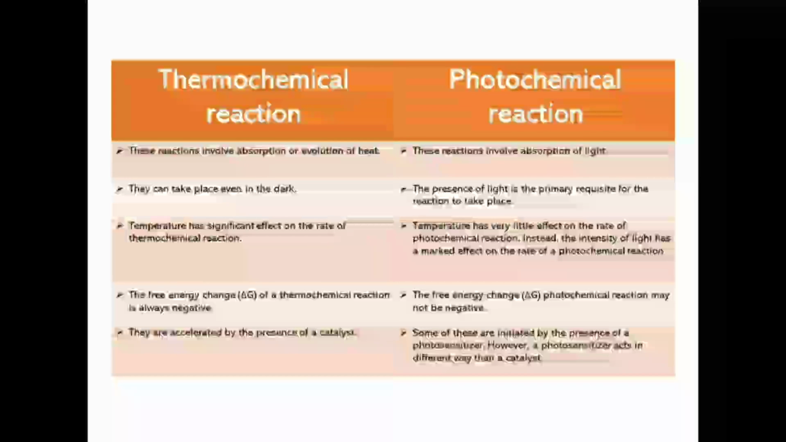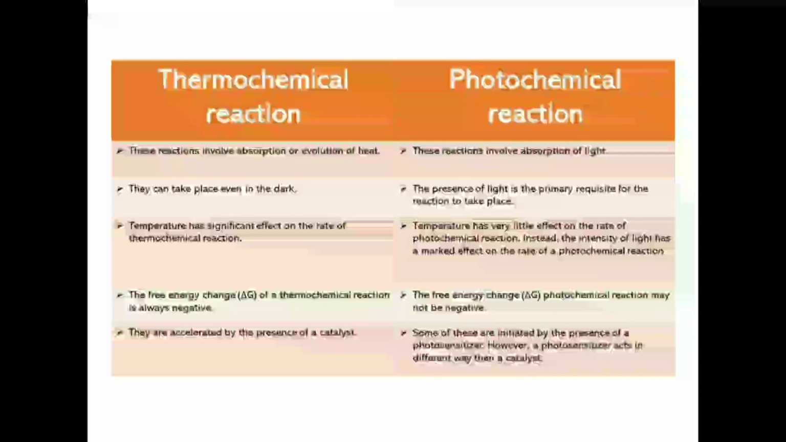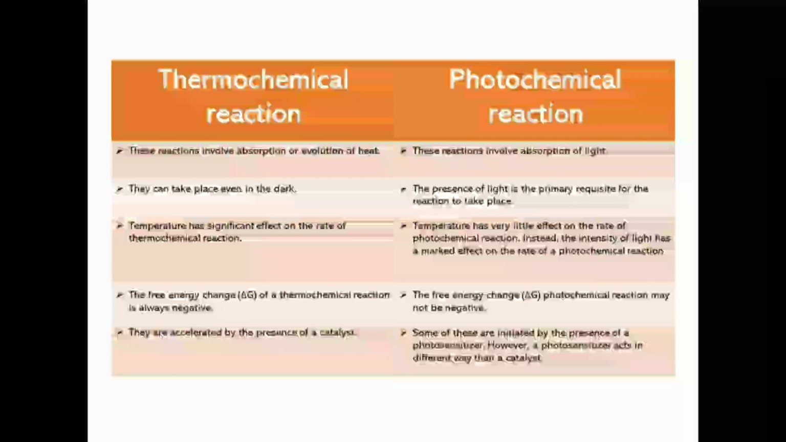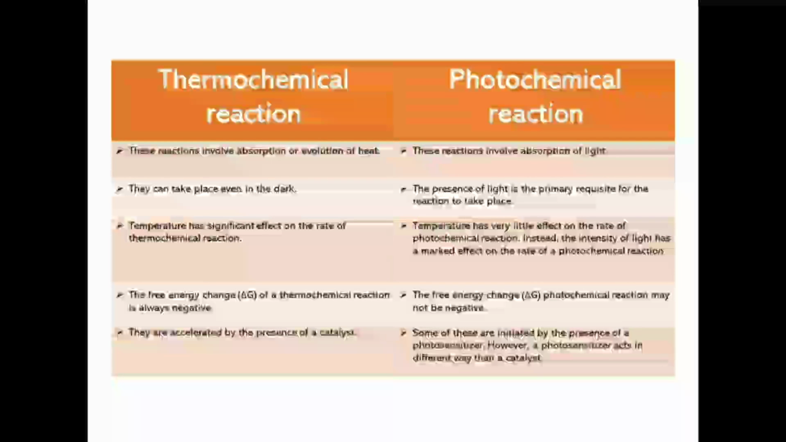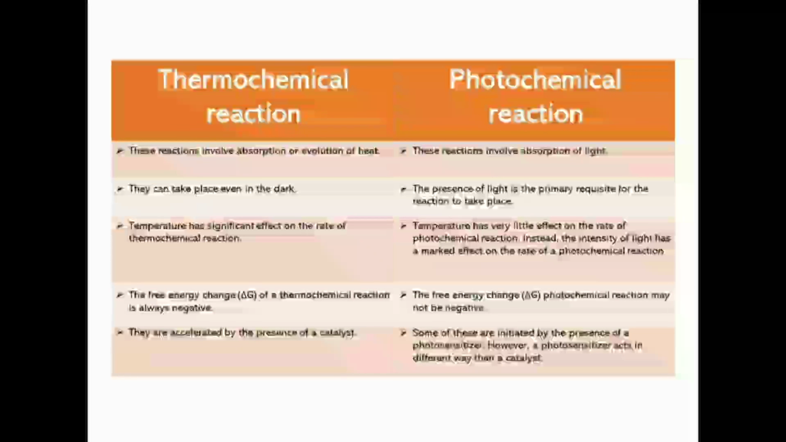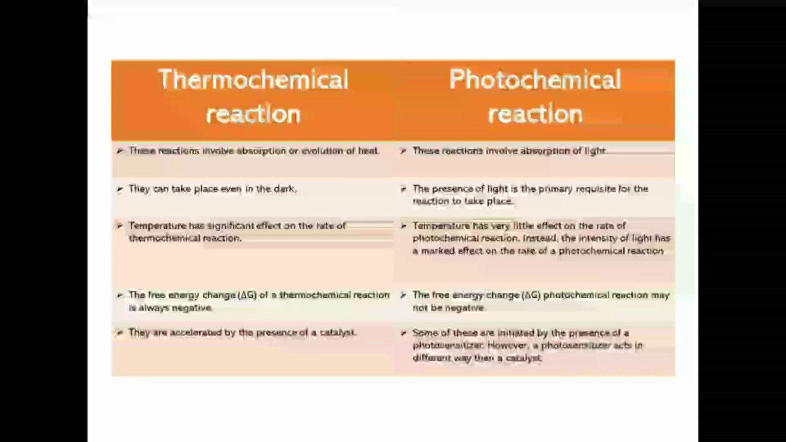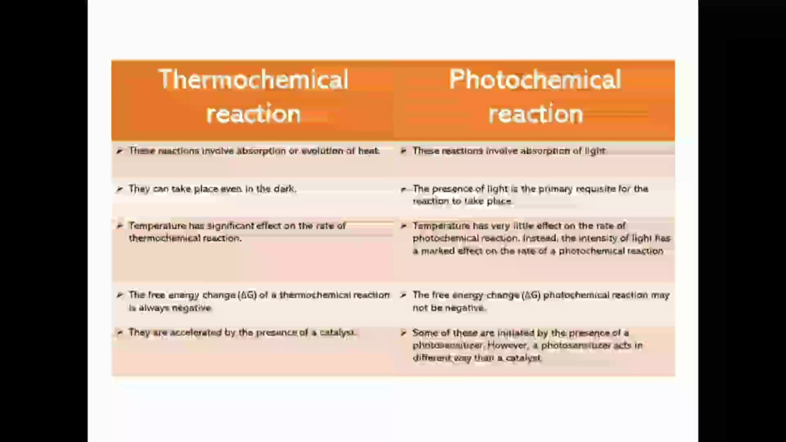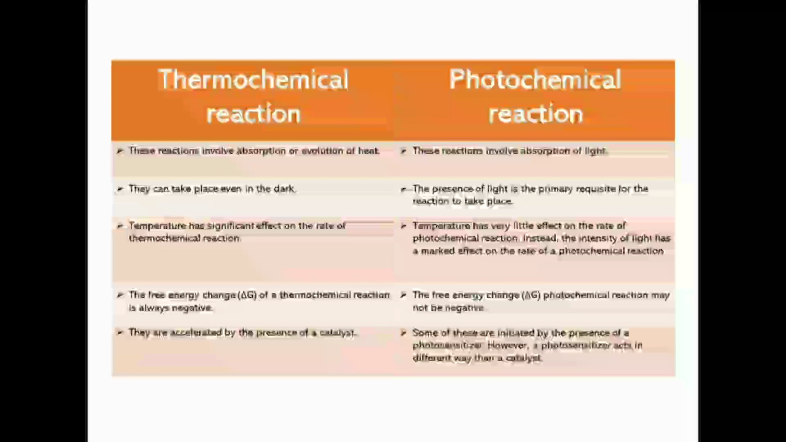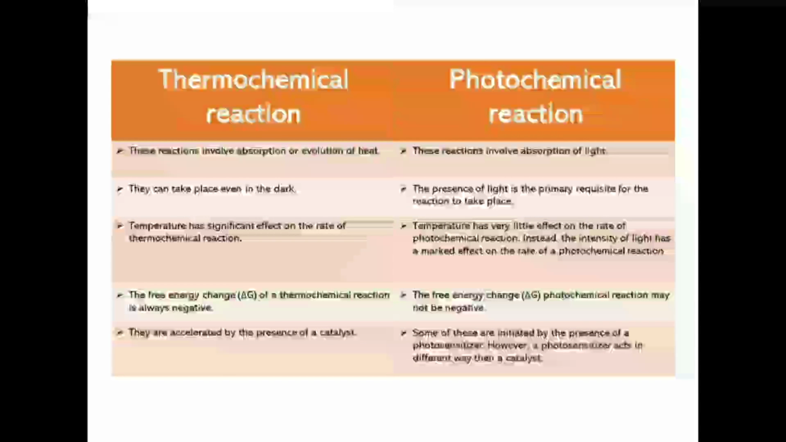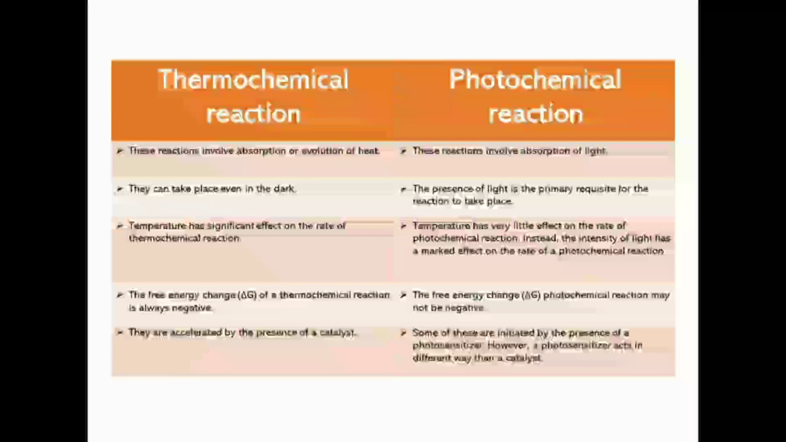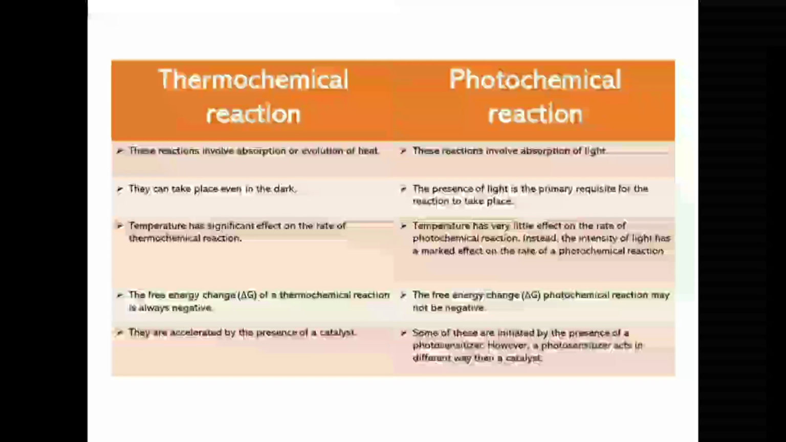So by passing the light, it reflects the light. That's why the radiation reflects to our eye and becomes visible. So it is called a photosensitizer. In a photochemical reaction, the photosensitizer itself acts as a different catalyst, in different ways of the catalyst. This is the major difference between a photochemical reaction and a thermochemical reaction.